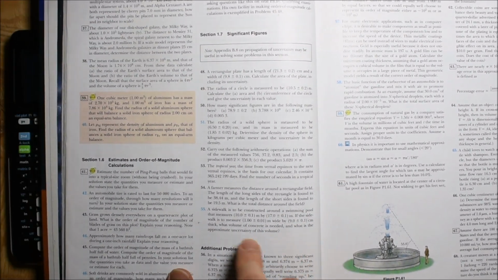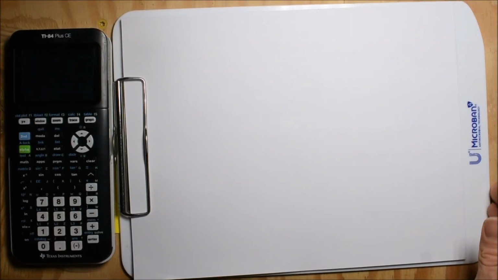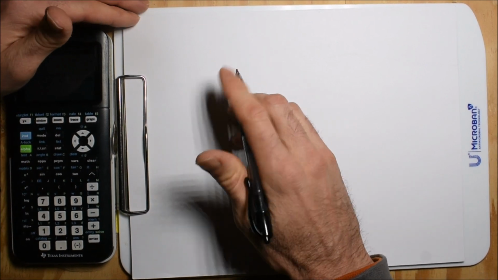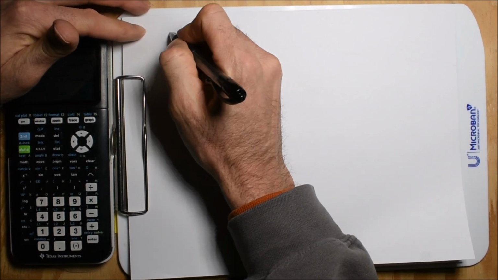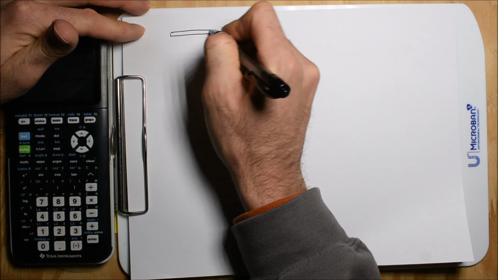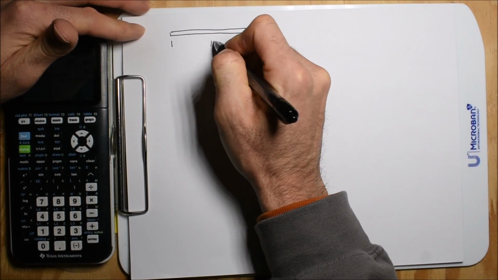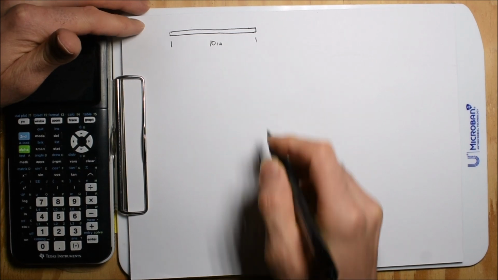Alright, and the question is, what's the volume of the concrete? But basically, since this is an uncertainty problem, what we want to know is how uncertainties work. So we're going to say we've got a steel bar, because we're in America, and it's going to be 10 inches long.